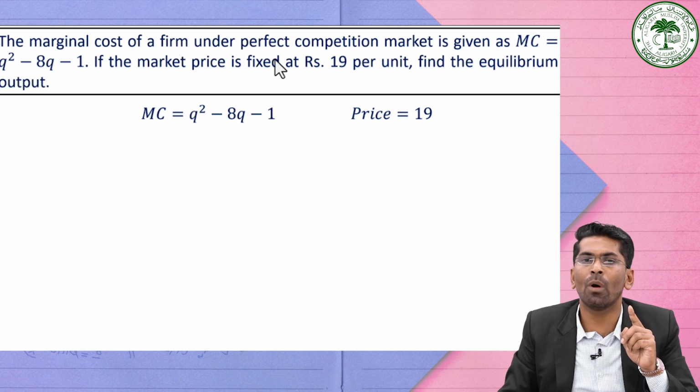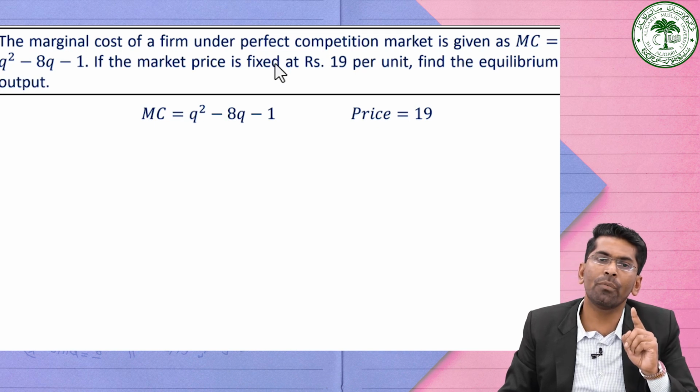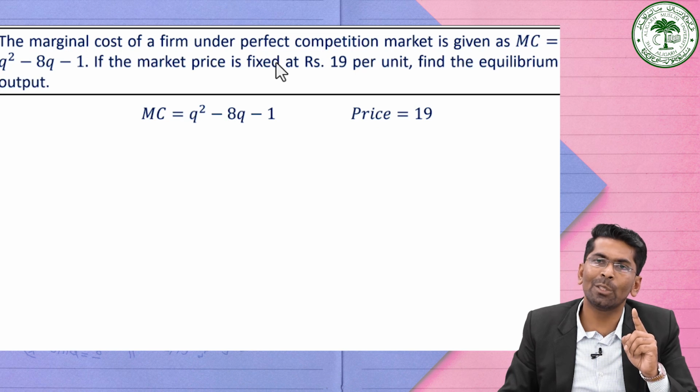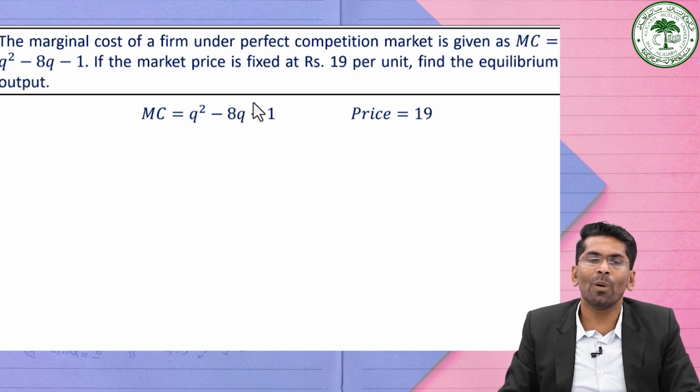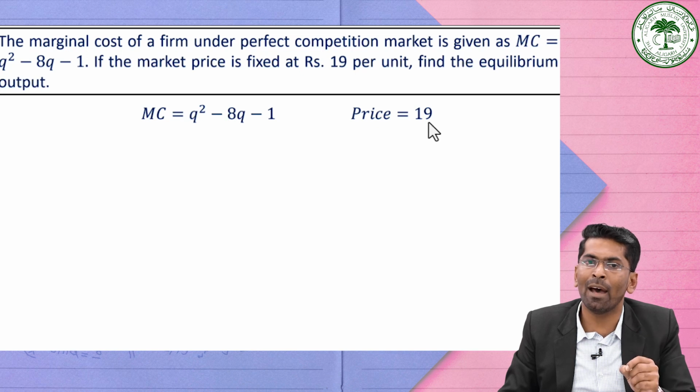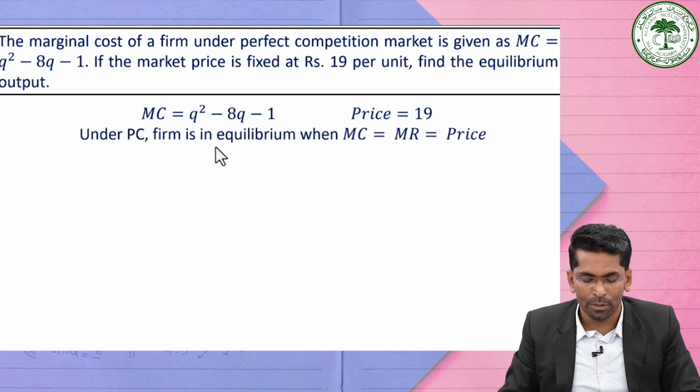What is the market situation? It is the perfect competition market. Under the perfect competition market, a firm is in equilibrium when MR is equal to MC, where MR is also equal to AR, which is also equal to the price. So under equilibrium, MR is equal to MC, where MR is equal to AR, which is also equal to the price. So MC and MR can be equated here.